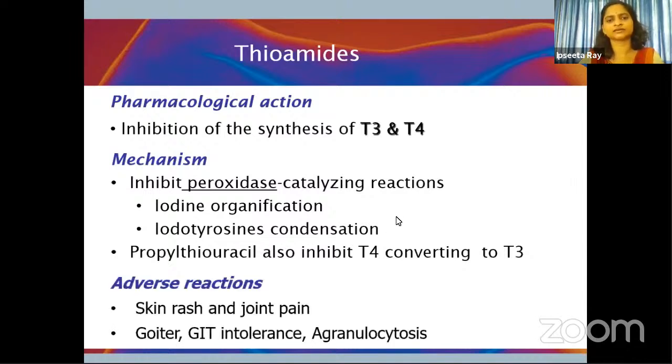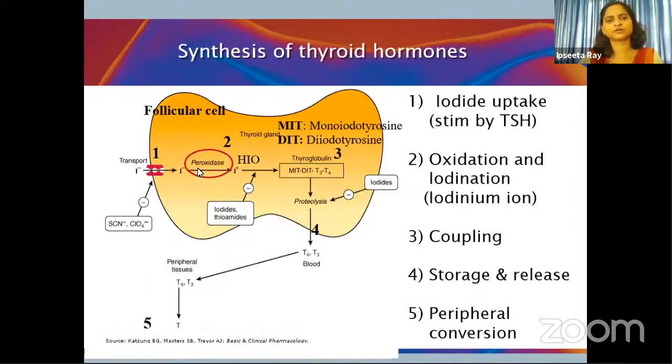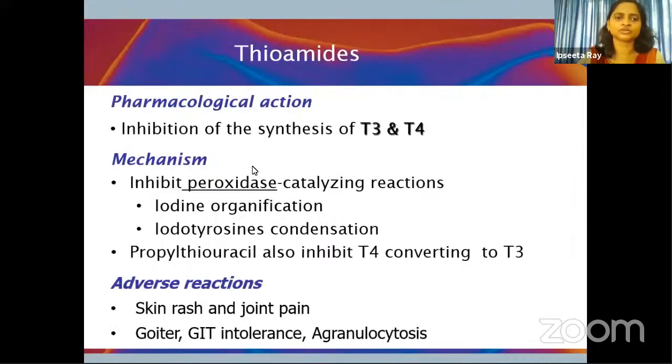Like here it is shown. This peroxidase enzyme is required basically for the oxidation as well as the coupling reactions, and iodination, which are important steps in the synthesis of T3 and T4. This enzyme is inhibited by the thioamides. As a result, it inhibits T3 and T4 synthesis. Propylthiouracil has the additional property that it also inhibits the peripheral conversion of T4 into T3.